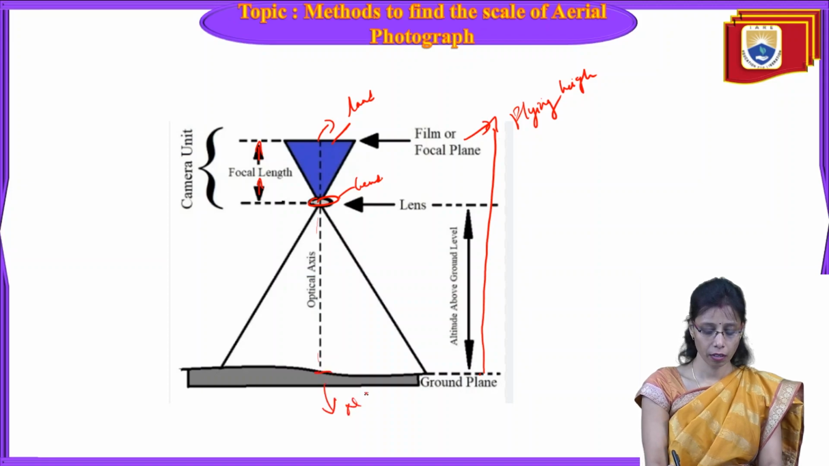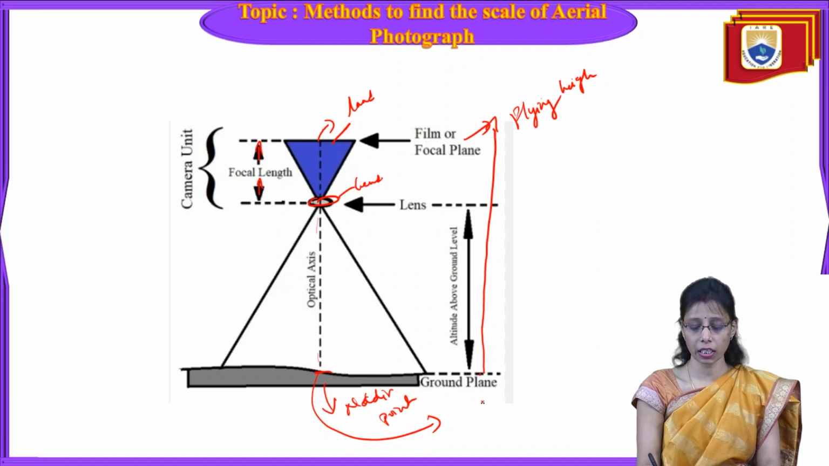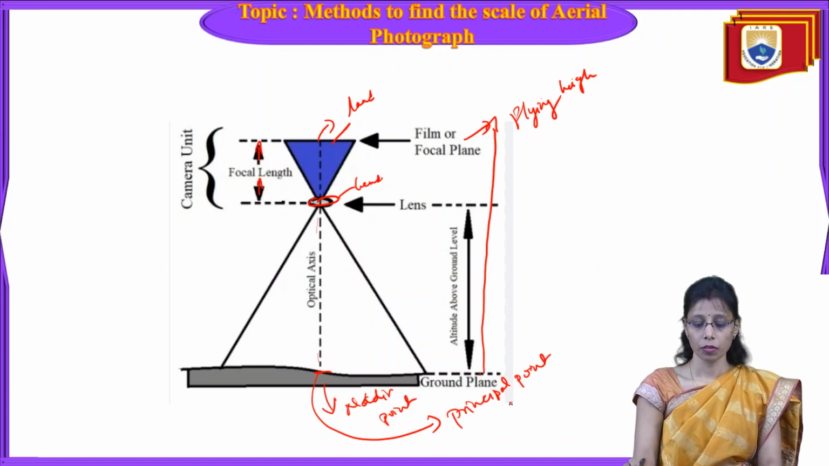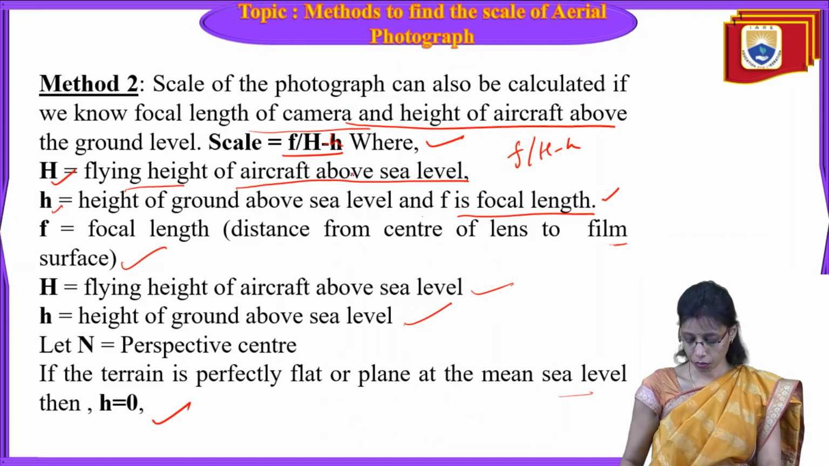This is another point again, another point, and as it is a vertical photograph, because it is exactly vertical, this is the principal point, right? So this is how we can find out the scale with the help of the focal length of the camera, f by H minus h.